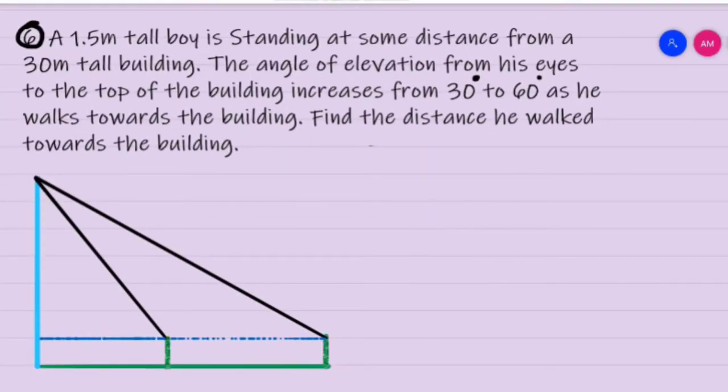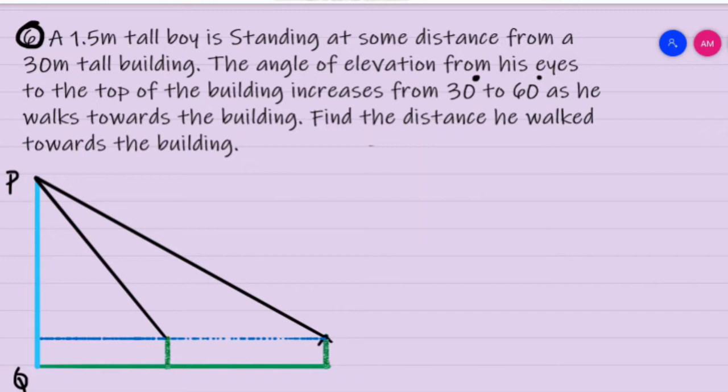A 1.5 meter tall boy is standing at some distance from a 30 meter tall building. Now see, suppose we take PQ as a building and this as a boy. Here the boy is standing. Okay, 1.5 meter tall boy is standing at this position.